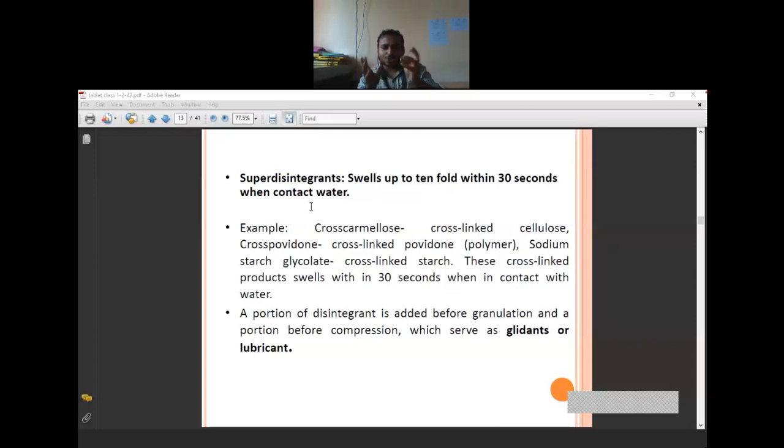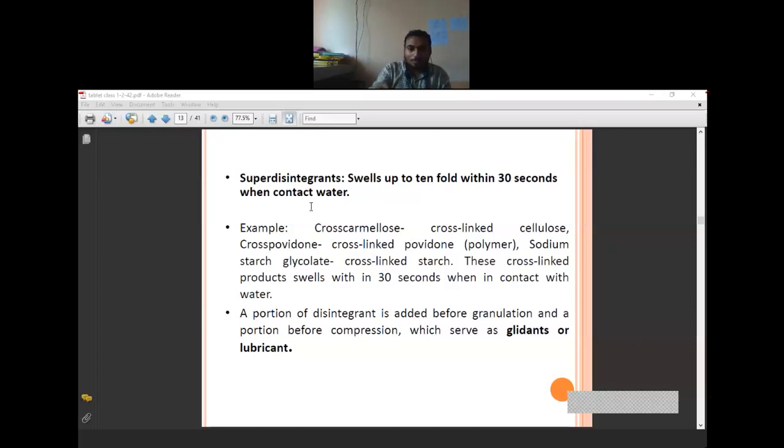A portion of the disintegrant is also added in the granulation process, and it is also used before the compression, where it acts as a glidant or lubricant. So this is about the super disintegrants. What are the super disintegrants? Croscarmellose, crospovidone, and sodium starch glycolate. These are the main super disintegrants.